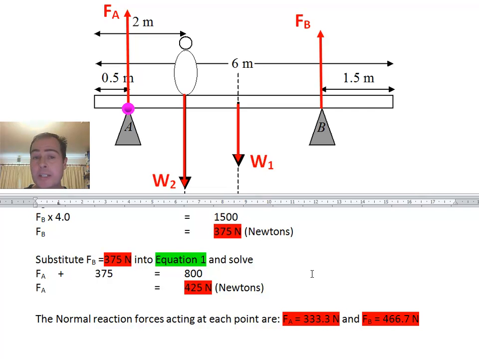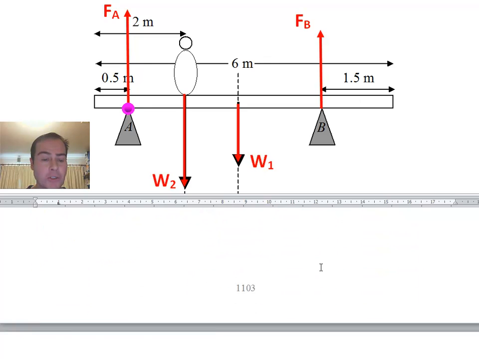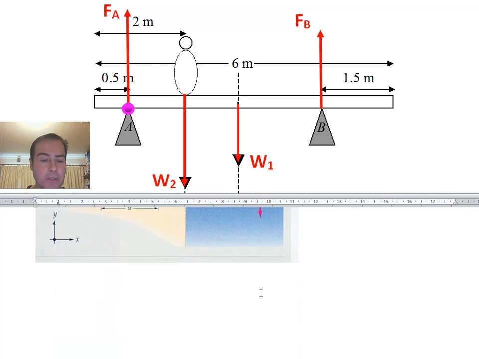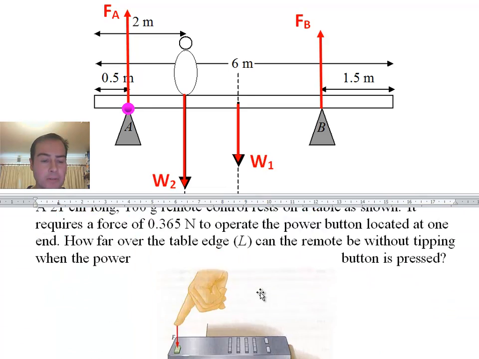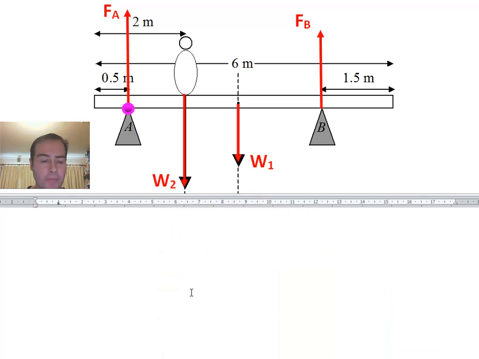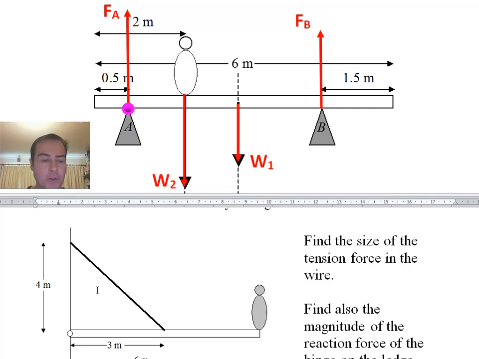The same process can be applied to lots of different situations, not just a beam. As we will see in the next question, we have a person on a diving board, and a little later on, someone pushing downwards on a remote control, and situations where we have beams supported by cables. All of these can be calculated based on the same concepts, which will be the focus of our next lesson.